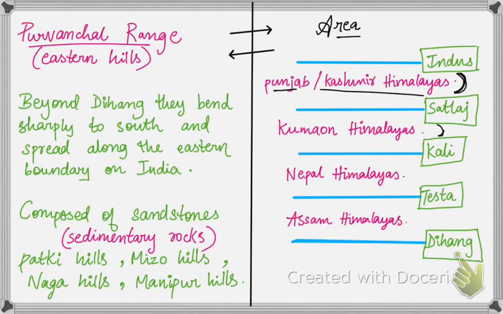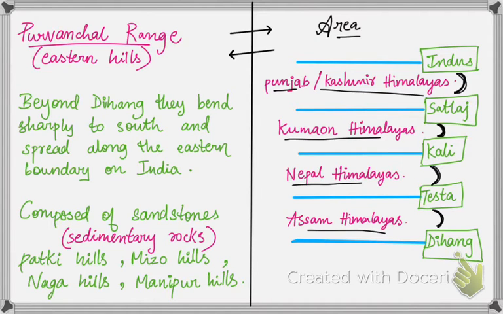Then the Himalayas lying in between the Satluj and the Kali River are known as Kumaon Himalayas. Then the Himalayas lying in between the Kali and the Testa River are known as Nepal Himalayas. And then the Himalayas lying between the Testa and the Dihang River are known as Assam Himalayas. So you can refer to the diagrams and the photos that are displayed at the site.